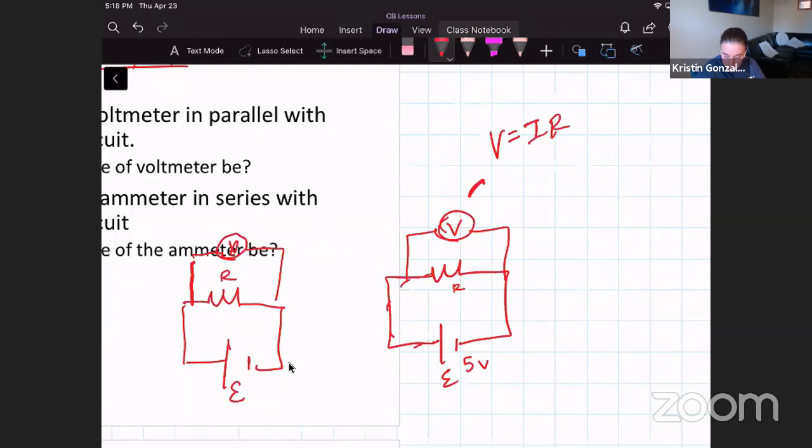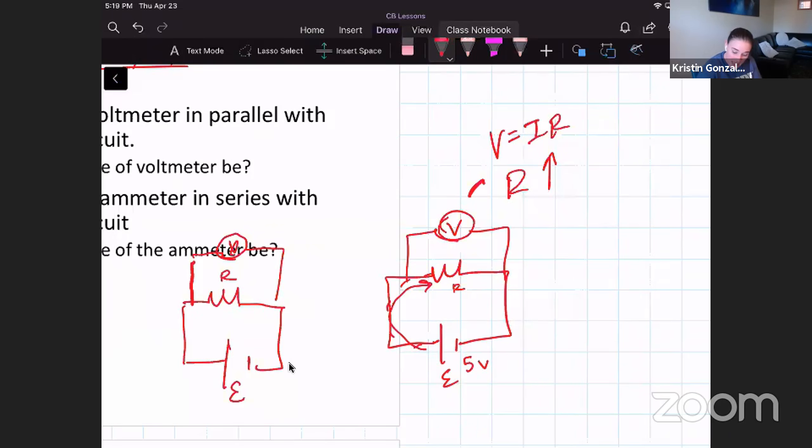But what should the resistance of this meter be? Should it be really high or really low? Well, we don't really want the current traveling through that meter, because then the current is splitting and we have less current going through our resistor than what we really have if we didn't have our meter there. So we want the resistance in a voltmeter to be really, really high so that all of that current is still traveling just through the resistor. Okay, so we measure voltage in parallel, and an ideal voltmeter has a very, very high resistance.